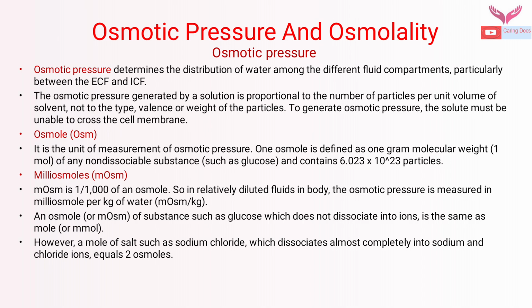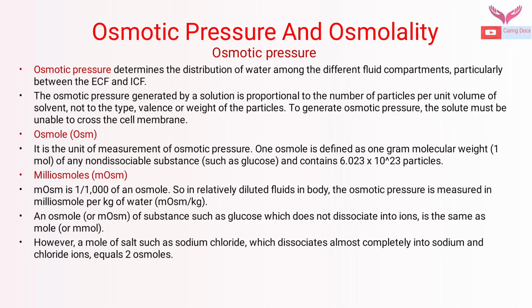Osmotic pressure determines the distribution of water among the different fluid compartments, particularly between the extracellular fluid and the intracellular fluid. The osmotic pressure generated by a solution is proportional to the number of particles per unit volume of the solvent, not to the type, valency or weight of the particle. So osmotic pressure depends on the number of particles per unit volume of the solvent. To generate osmotic pressure, the solute must be unable to cross the cell membrane.